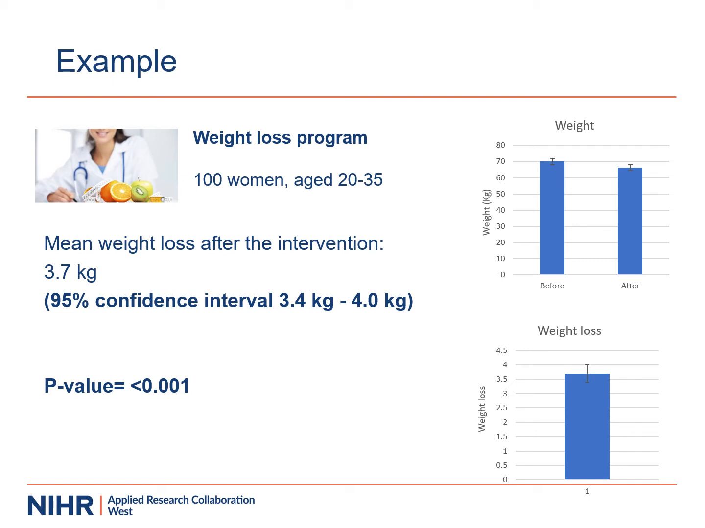So the 95% confidence interval goes from 3.4 to 4 kilograms. And how you read this is that you are 95% confident that the true weight loss, the true value of weight loss, is somewhere between 3.4 and 4 kilograms. So that means that even in the worst case scenario, you expect that the weight loss program causes at least, or on average, a 3.4 kilogram weight loss, which is a good effect. So this is what you would want to see. And if we look at the p-value, it's very low, so this means that it's highly significant.